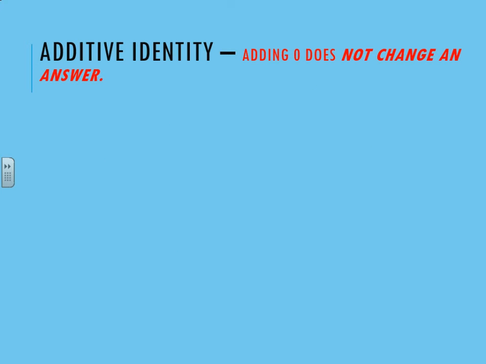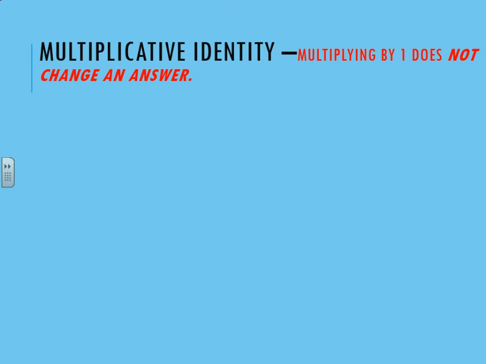Okay, the next property is the additive identity property. This states that adding 0 does not change an answer. I think about this as your actual identity. If you add nothing to a number, you're not changing that number's identity. You're not changing what that number is. So with the additive identity, 3 plus 0 equals 3. I added nothing to 3, so it stays 3. A plus 0 is A.